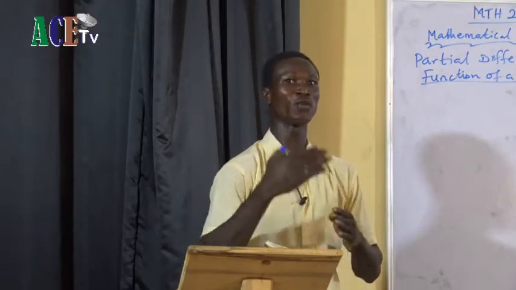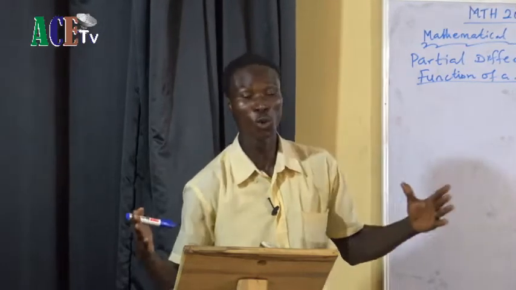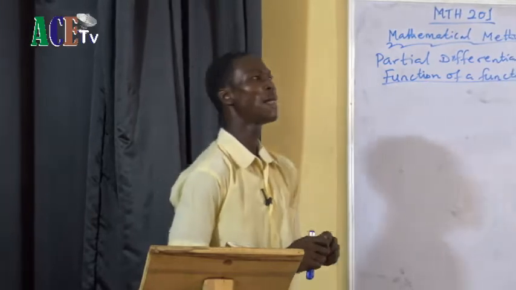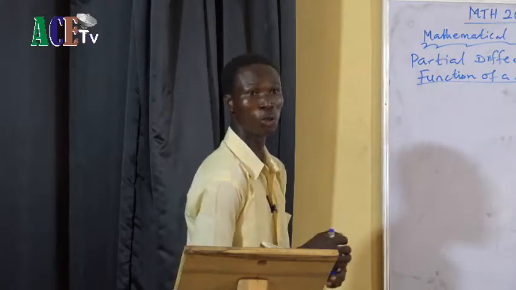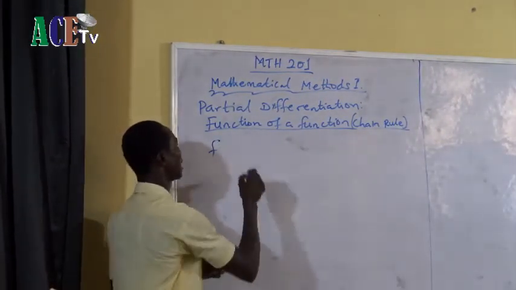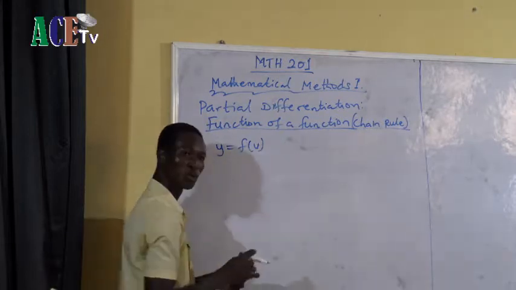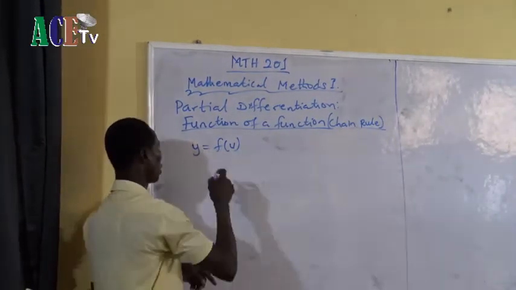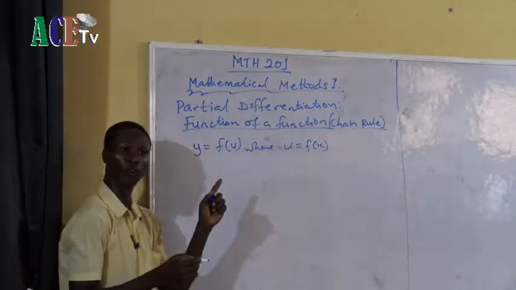In ordinary differentiation, you are differentiating with respect to only one independent variable. But in partial differentiation, there may be more than one, two independent variables which you are differentiating with respect to. Now, let me revise what we know under ordinary differentiation of the chain rule. Don't forget, if you have a function f, and y is a function of u, where u itself is a function of x.